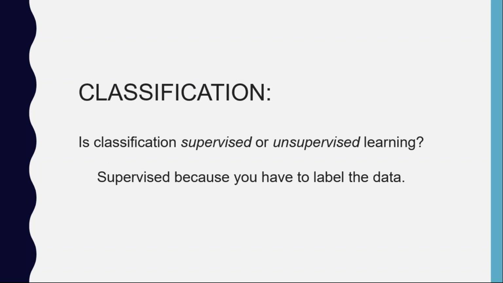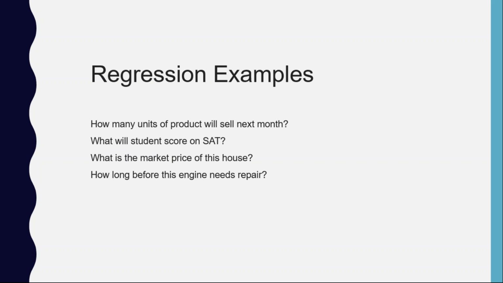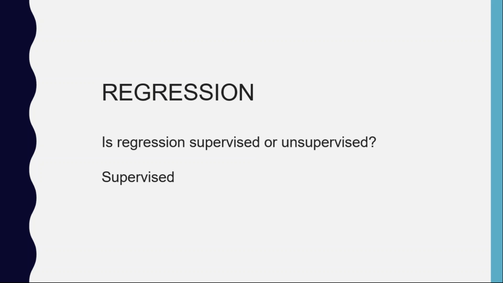Classification is a kind of supervised learning technique. There can also be regression examples in which we don't talk about classes. We talk about some numerical value, like what is the market price of the house, what is the share market price next month, what is the student's score on the SAT mathematics exam, how long before this engine needs repair, predictive maintenance, all that stuff where you need a numerical value. Those are called regression problems, and these also come under supervised learning techniques.